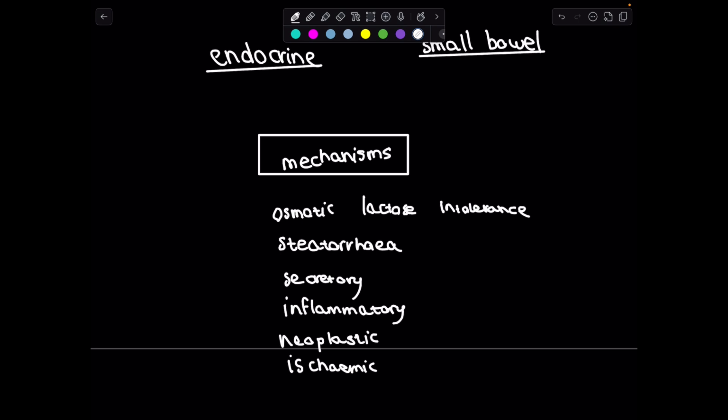Steatorrhea is greasy, foul-smelling diarrhea caused by the gut failing to absorb fats, often due to pancreatic or small bowel issues, leading to nutrient loss and dehydration. Neoplastic diarrhea results from tumors like colon cancer disrupting gut function, causing secretory or inflammatory diarrhea that can strain kidneys, especially in sickle cell disease. Want me to clarify further or move on?